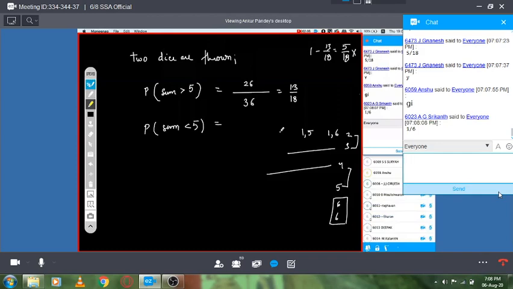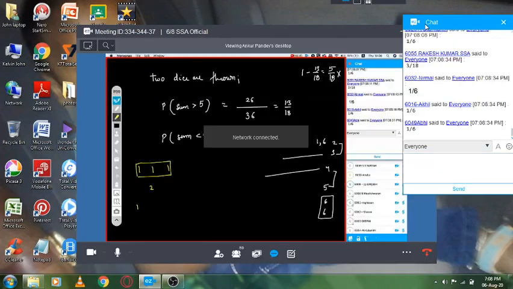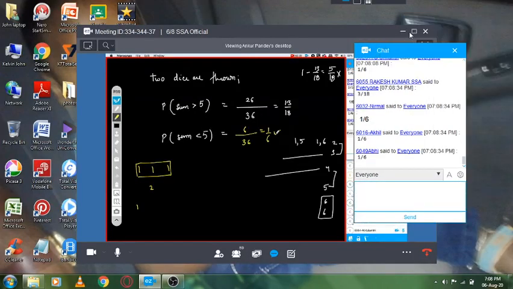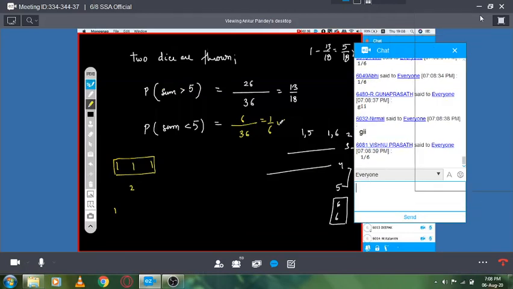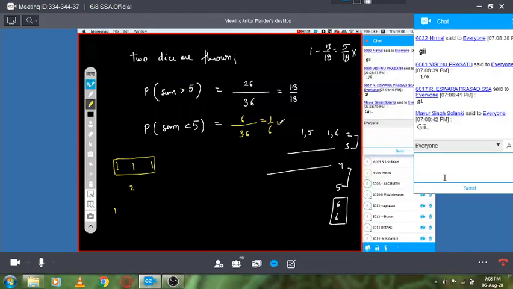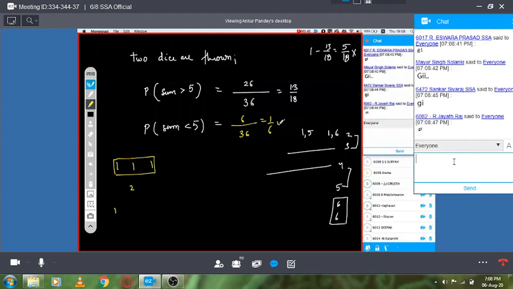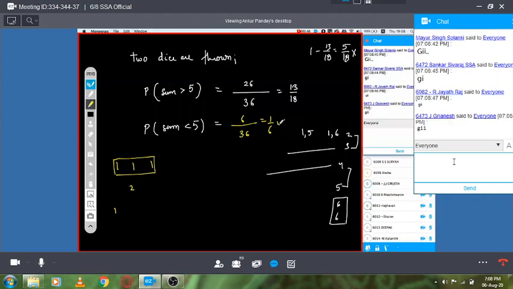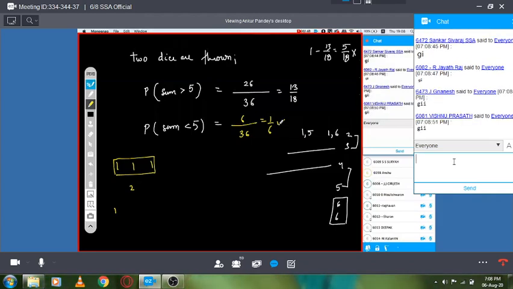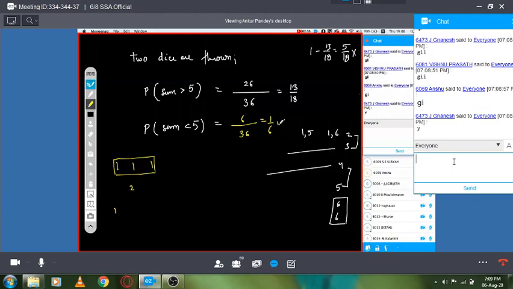Yes or no? 6 by 36, 1 by 6. Everyone got it? Kaisa lag raha hai? Gadbad. Gadbad nahi karne ka. If this question comes in a series, in a comprehension, most of you will make it wrong. Most of you would have made it wrong. You getting my point? Yeah, if this would have been two questions in sequence. Yeah, exactly. Right, so control your emotions. Okay, sure.